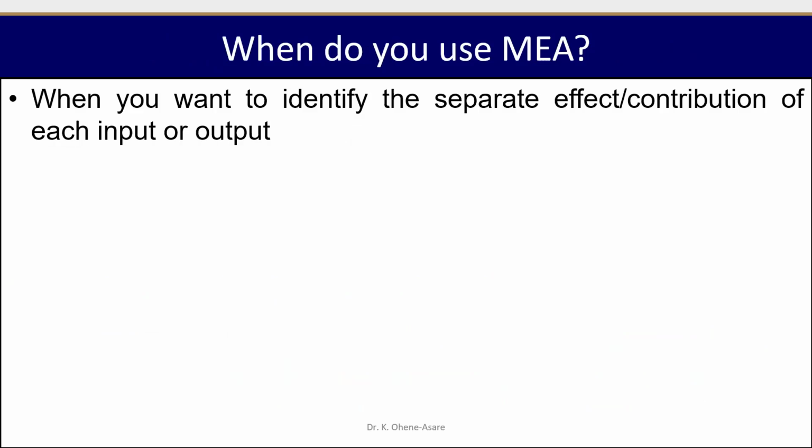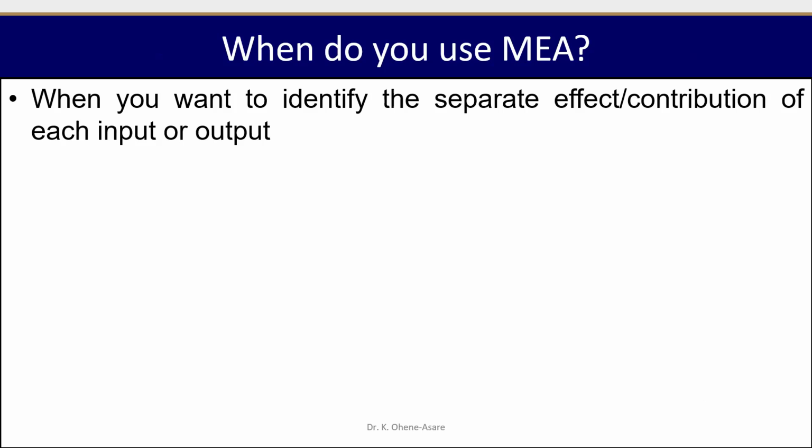So you use the MEA when you want to identify the separate contribution of each variable. Let's say that you want to know the contribution of the labor, the employees, towards the overall performance of a bank. But at the same time, you also want to know the contribution of the deposit. And you also want to know the contribution of capital. You want to know the contribution of fixed asset. You want to know the contribution of loans and advances, which is known as earning asset. And you want to know the contribution of investments, which is known as other earning assets.